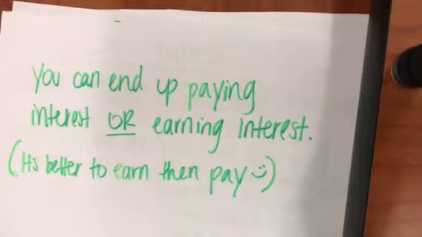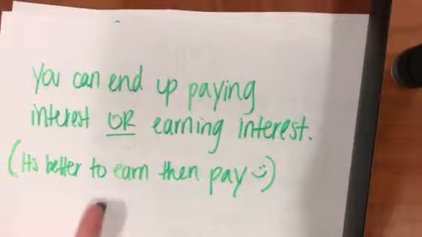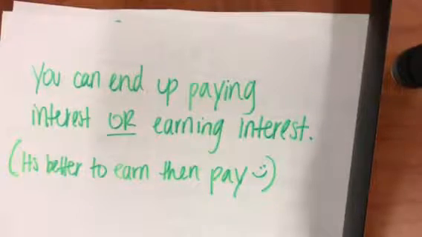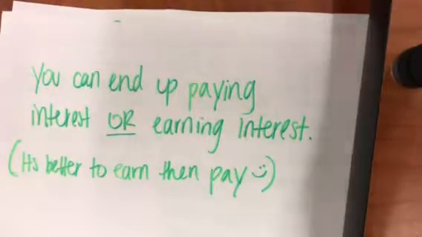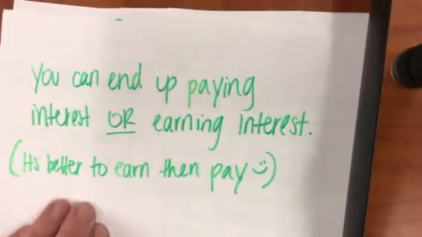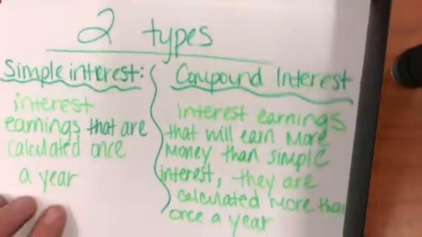You can end up paying interest or you can earn interest. It's better to earn than to pay. So you can pay interest or you can earn interest on the money you already have. It's both ways. Like if you have a credit card, you're going to end up paying interest, in most cases. If you have a savings account that earns interest, you're actually gaining money. Earning interest is amazing. Paying interest, not so much fun. My house interest, my car interest. Woohoo!